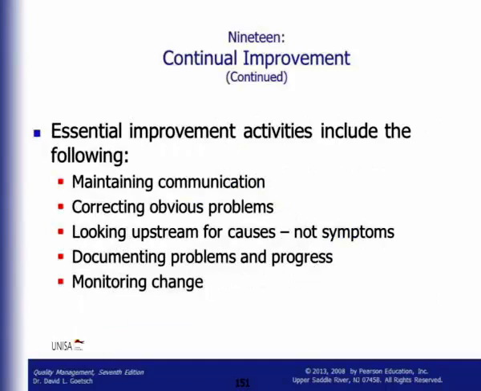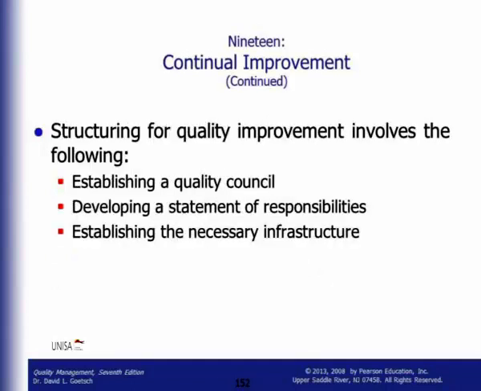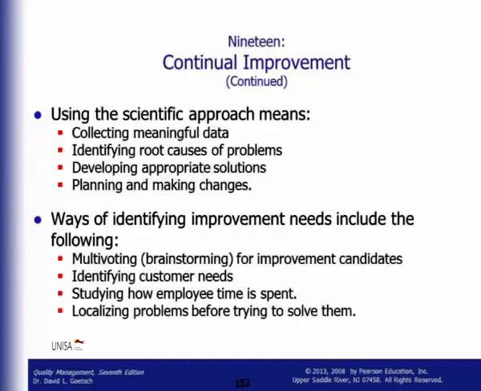Essential improvement activities include the following: maintaining communication, correcting obvious problems, looking upstream for causes, not symptoms, documenting problems and progress, monitoring change. Structuring for quality improvement involves the following: establishing a quality council, developing a statement of responsibilities, establishing the necessary infrastructure. Using the scientific approach means collecting meaningful data, identifying root causes of problems, developing appropriate solutions, planning and making changes.